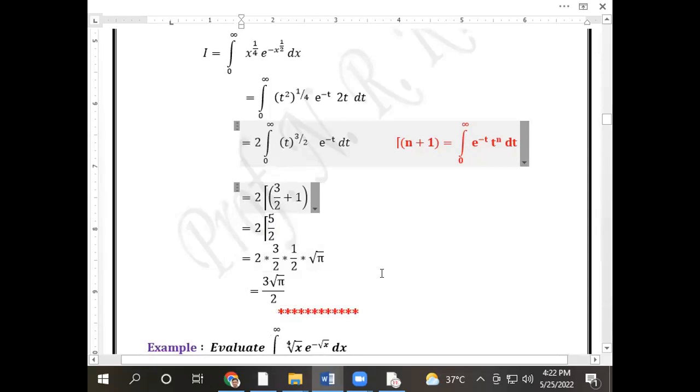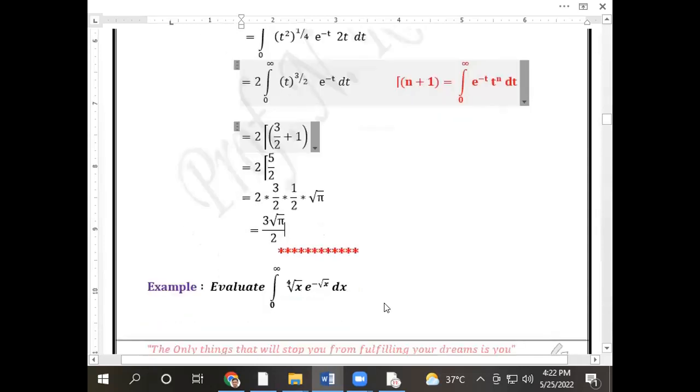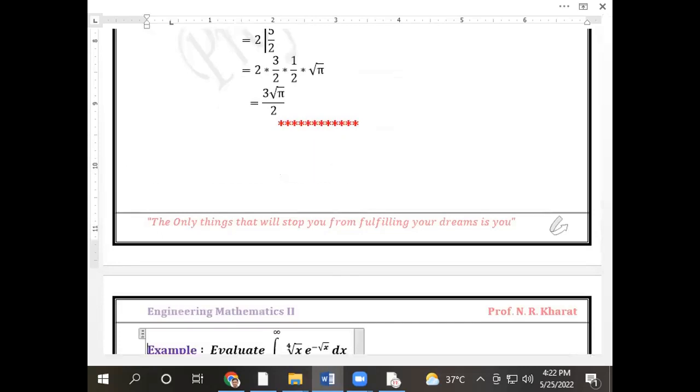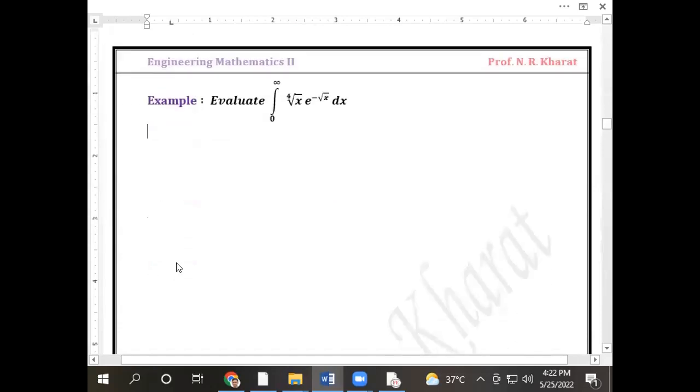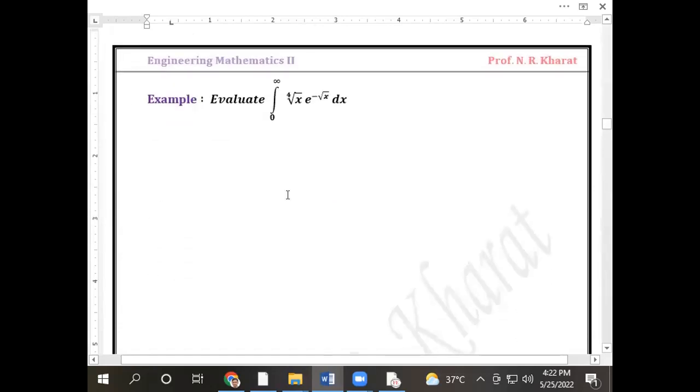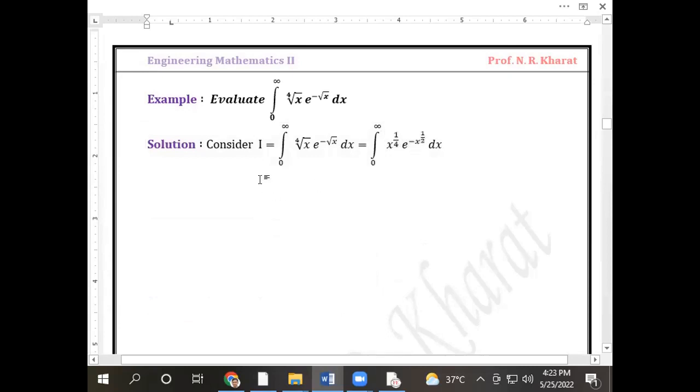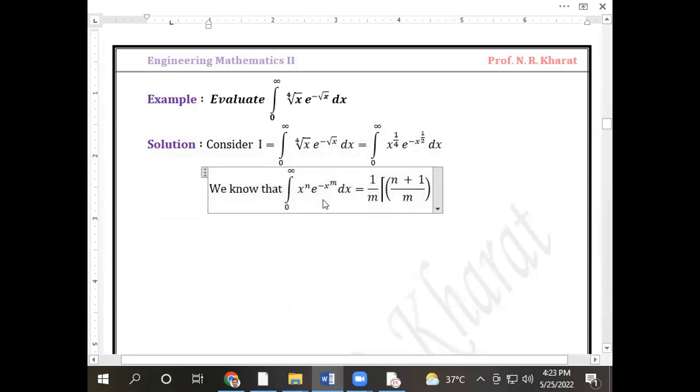The same example can be solved by using the standard property. First, we assume the given example equal to I, changing the terms in index form: x to the power 1 by 4, x to the power 1 by 2. And we know the standard property. The value for n is equal to 1 by 4 and the value for m is equal to 1 by 2.